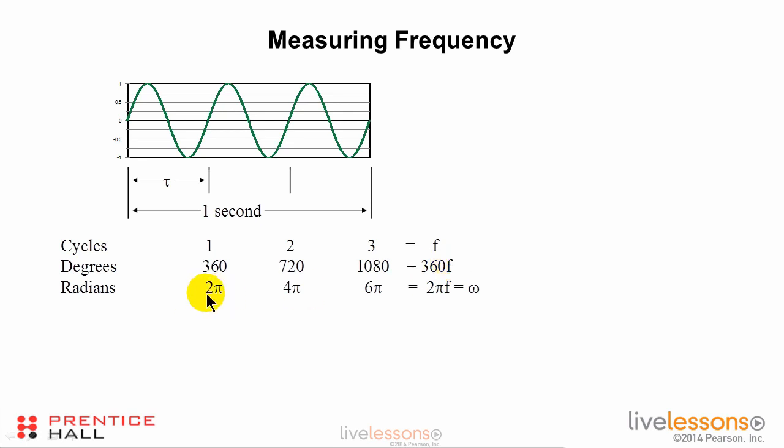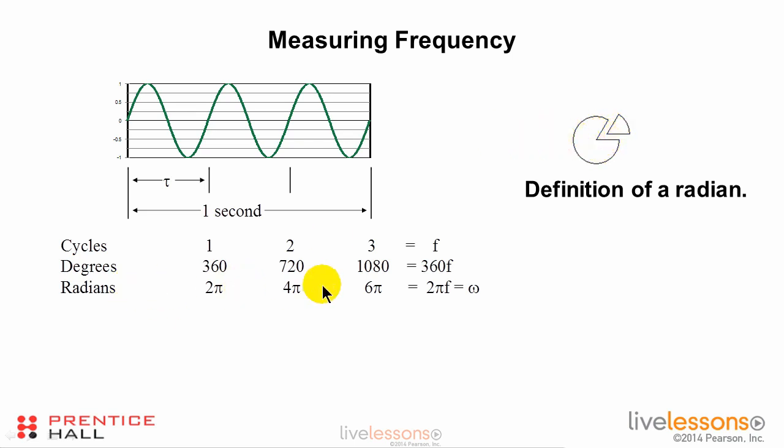The third measure we could use is radians. Now, you recall from high school geometry, I hope, that the definition of a radian goes like this. If we take a length equal to the radius of a circle, lay it along the circumference, and look at the subscribed angle in between, that angle is called a radian. And there are 2 pi radians in 360 degrees.